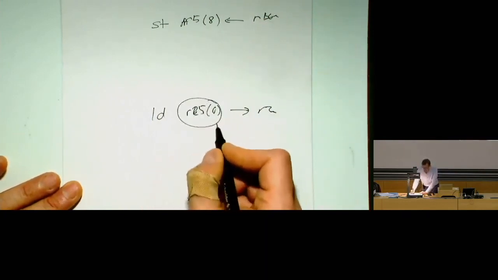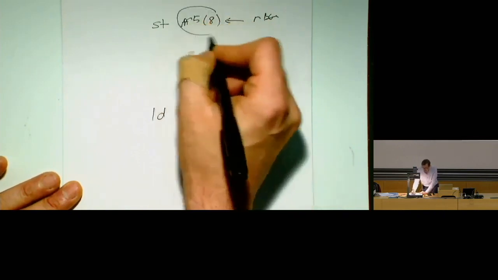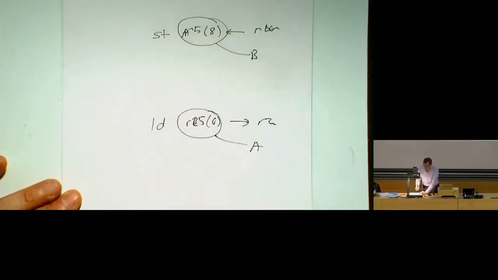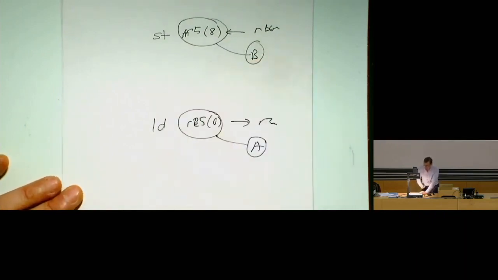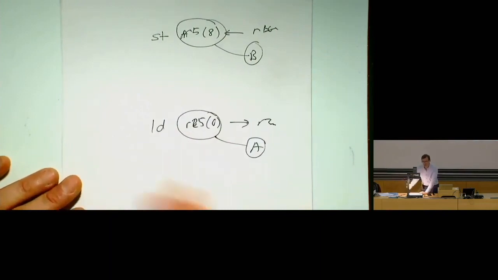So the key question is, when this executes, it generates an address, A. When this executes, it generates an address, B. Is this address A dependent on B? Well, if you knew addresses A and B, that's great. You could compare them.